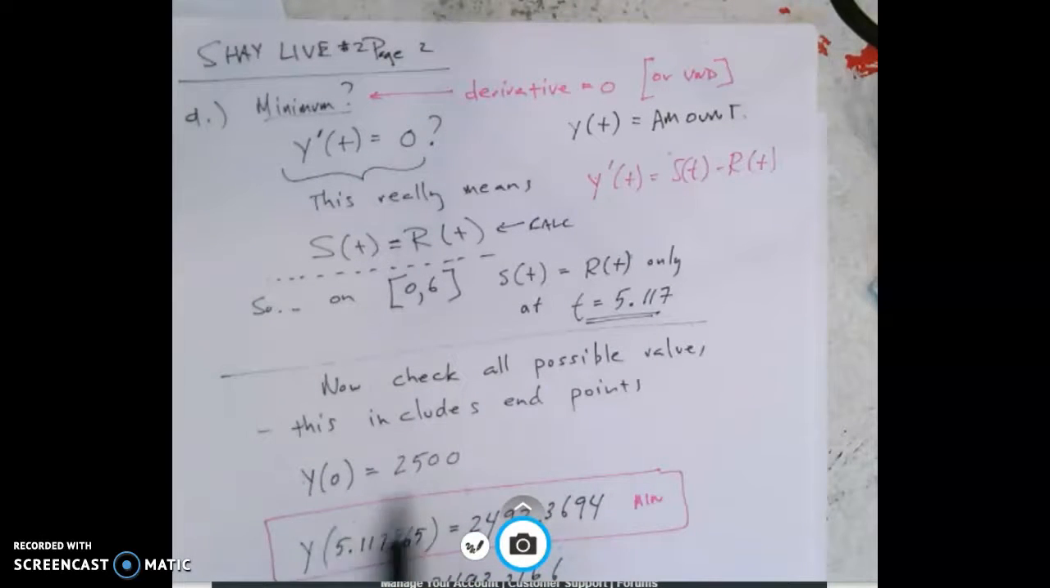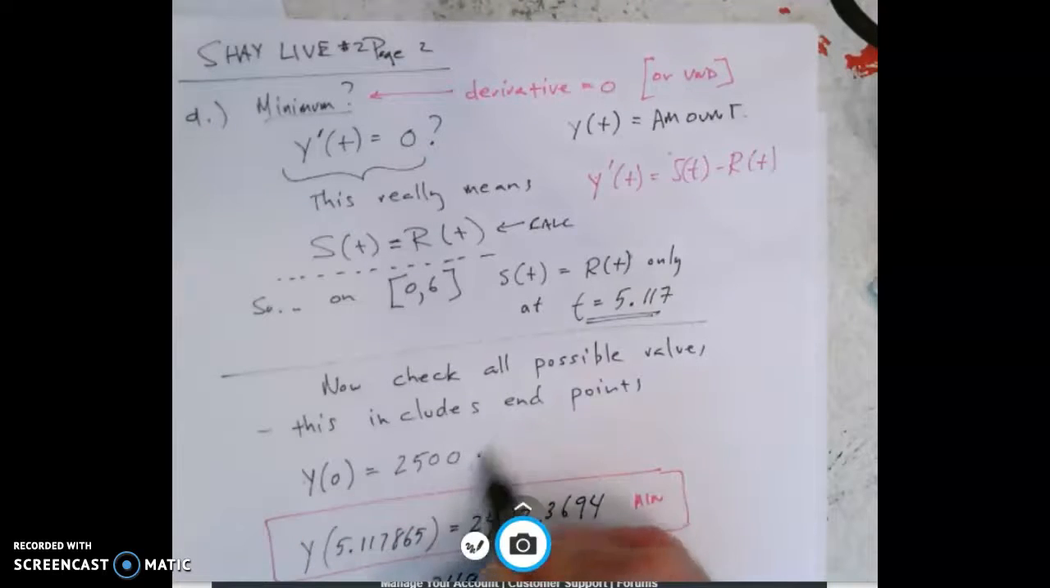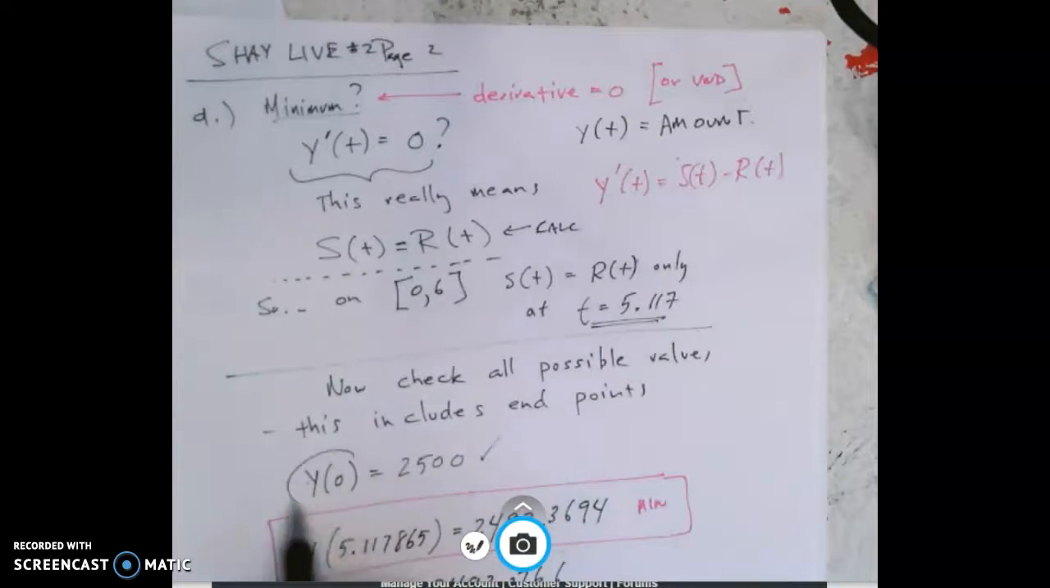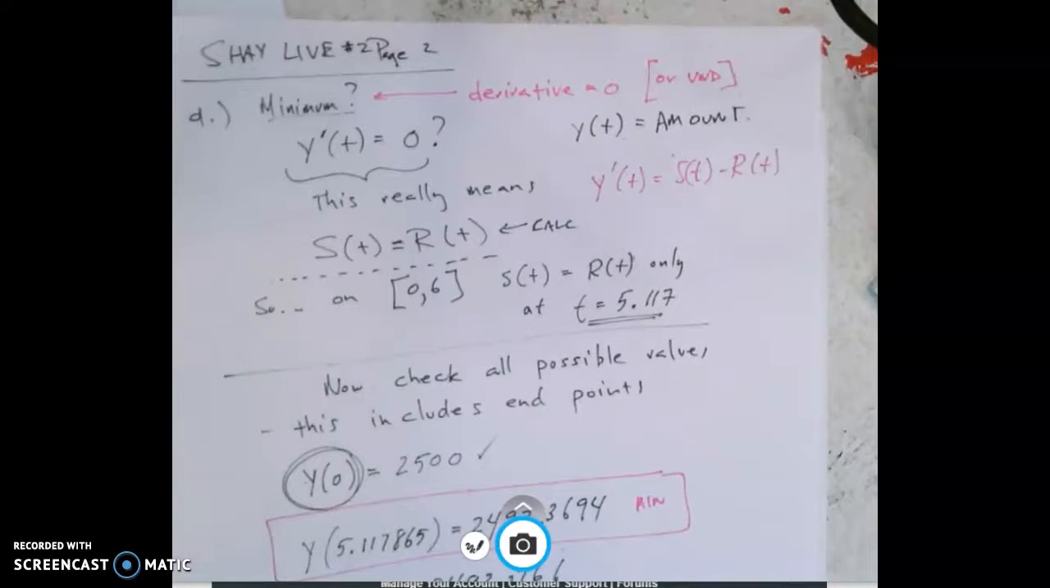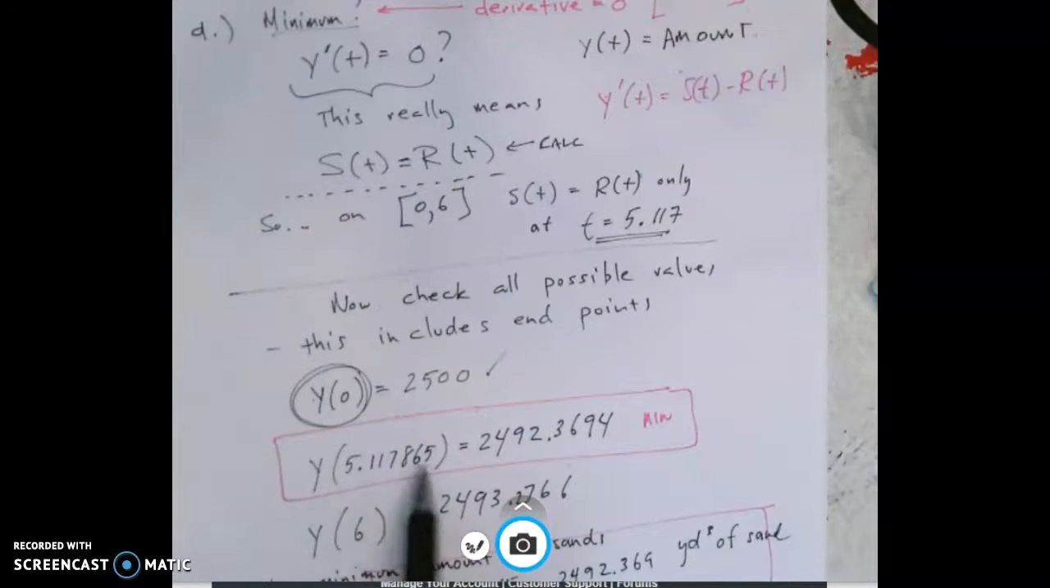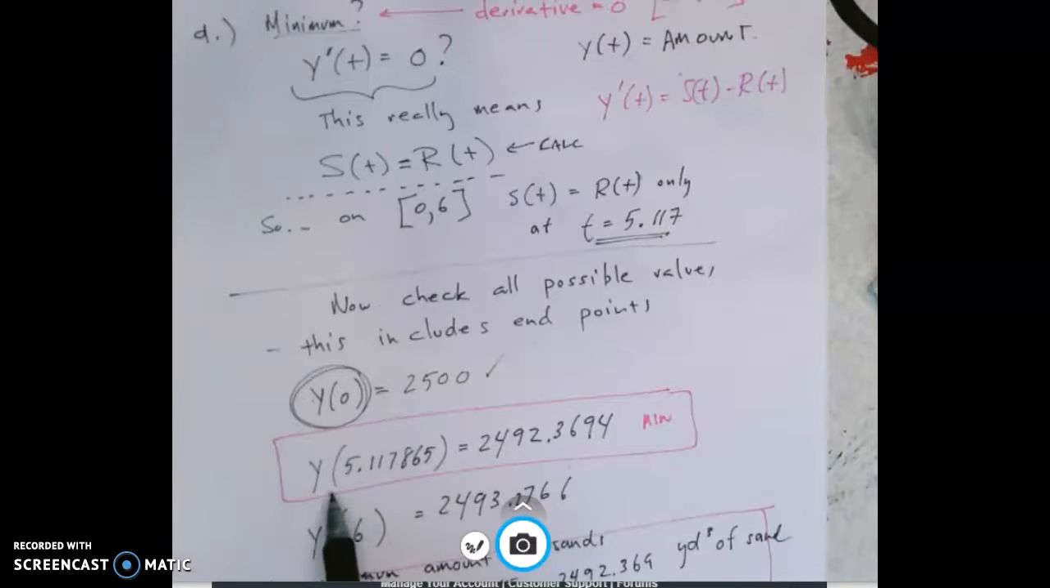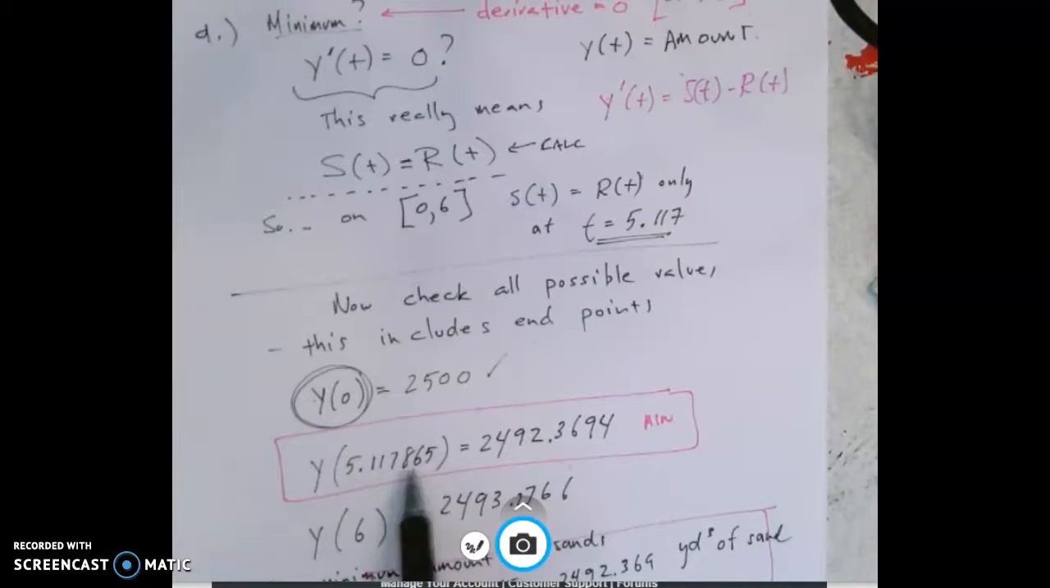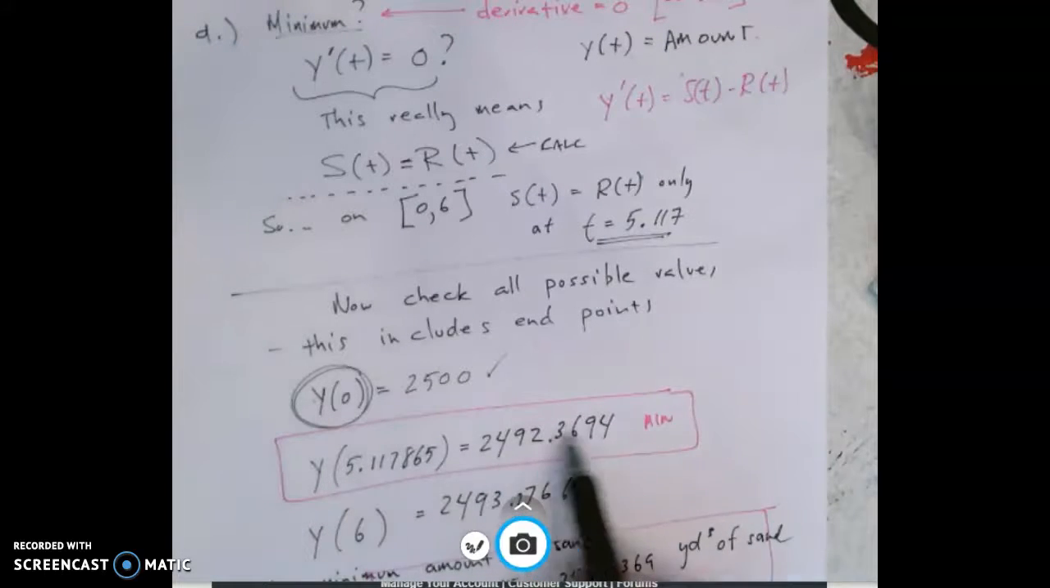I'm going to test t equals 0, and I get 2,500. This is in my original y function, my original amount of sand function. Then I plug the other values into my calculator, and I want to go to as many decimals as I can, because I'm going to compare them.